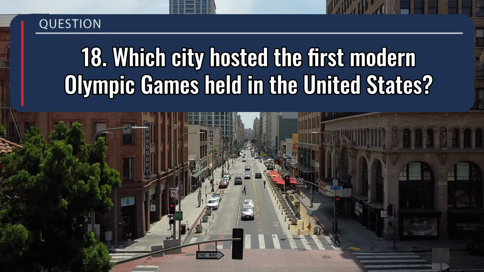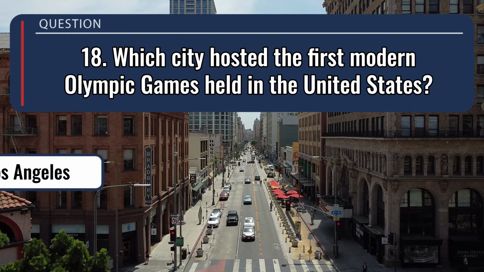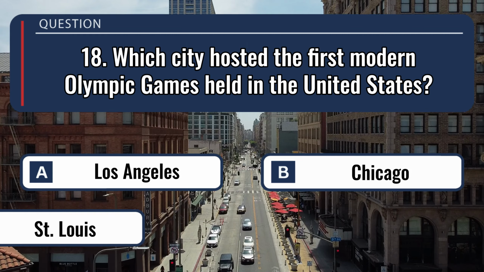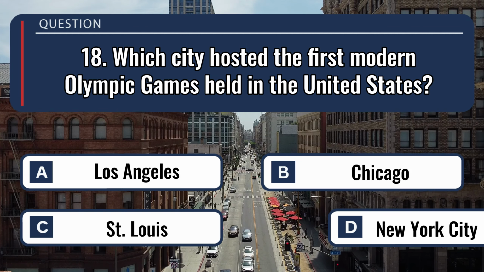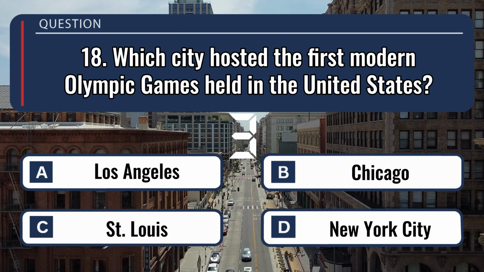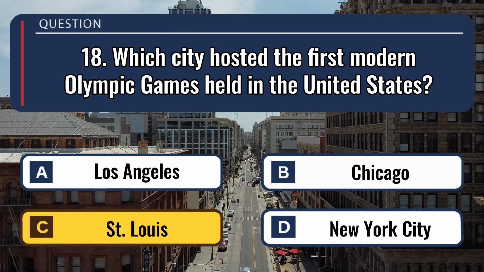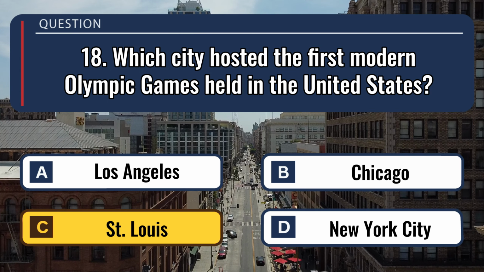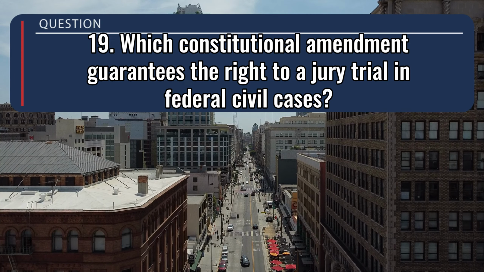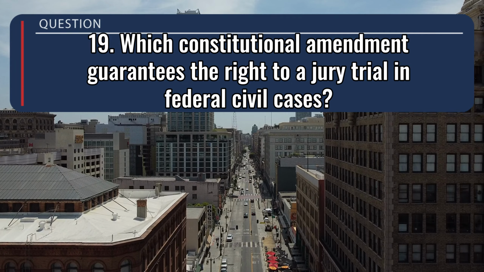Question 18. Which city hosted the first modern Olympic Games held in the United States? A. Los Angeles. B. Chicago. C. St. Louis. D. New York City. The correct answer is C. St. Louis.